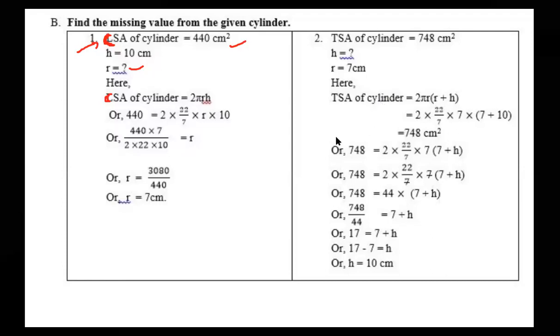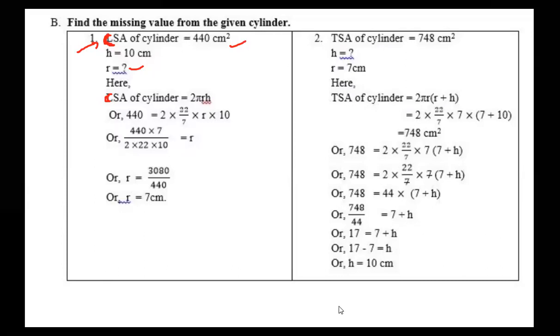Okay, now let us go to the next question. TSA of cylinder is 748 square centimeter. Height is missing and radius is given 7 centimeter. So what shall we do? Use the formula of TSA. TSA of cylinder equals to, what is the formula? 2 pi r plus h.